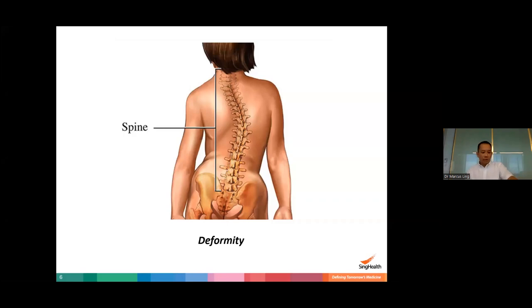The general guideline for patients with adolescent idiopathic scoliosis is for curves of more than 50 degrees to undergo surgery. On the other end of the spectrum, elderly patients with degenerative scoliosis may require surgery as well. The pathophysiology is wear and tear of the disc, the facet joints, as well as the ligaments. As this process progresses over the years, the patient's spine might become crooked, resulting in intractable back pain and significant disability.